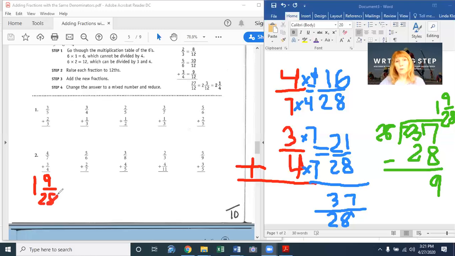The only thing that works with a 9 is a 3 or a 9. 9 doesn't go into 28 and 3 doesn't go into 28. So that's our answer for that one. Okay, that was row 2. Let's do row 4.